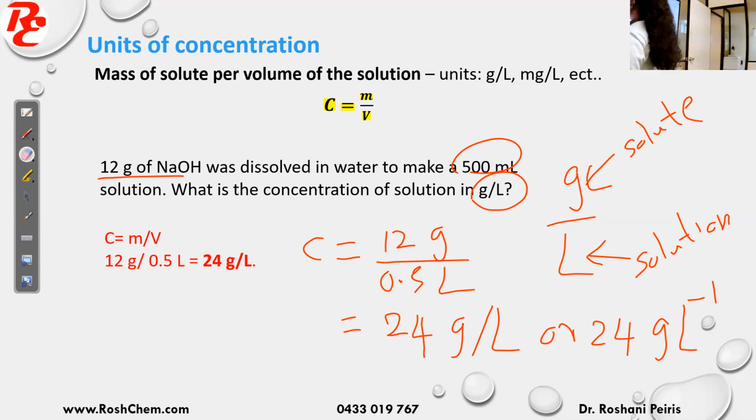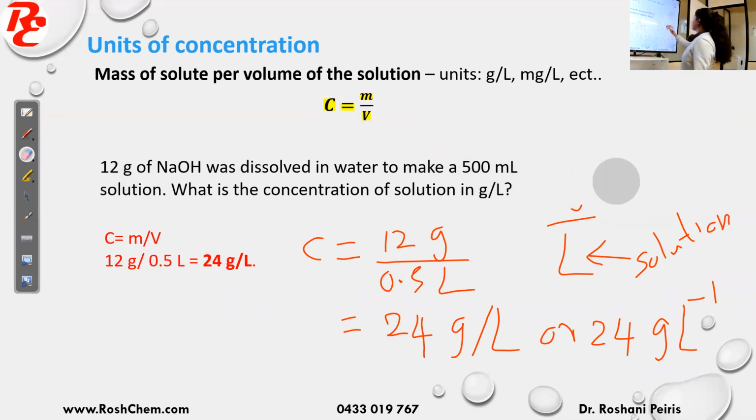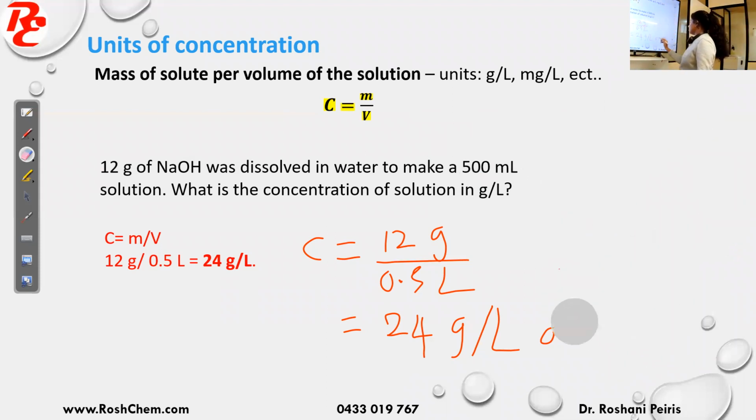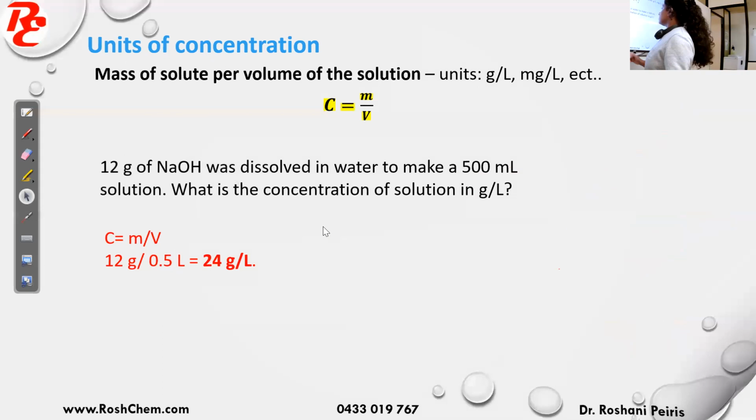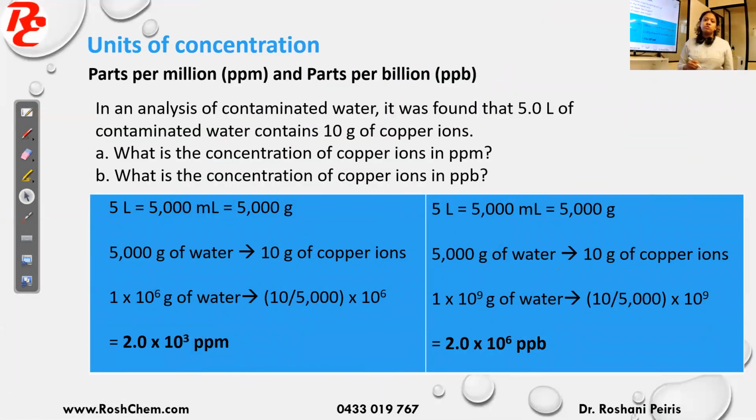Okay, we will go to the next type of concentration unit. Okay, the next one is parts per million and parts per billion, which is also known as ppm and ppb. So parts per million is if you have 1 million parts of the solution, how many parts of the solute is there? If it is parts per billion, which means if you have 1 billion parts of the solution, then how many parts of the solute you can find there?